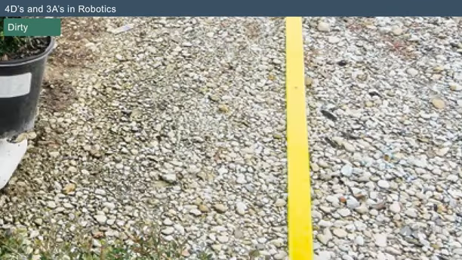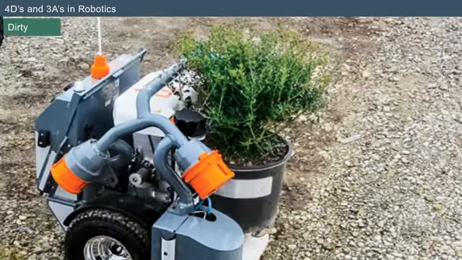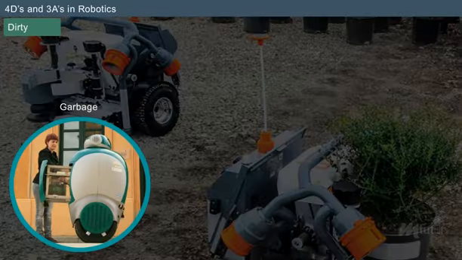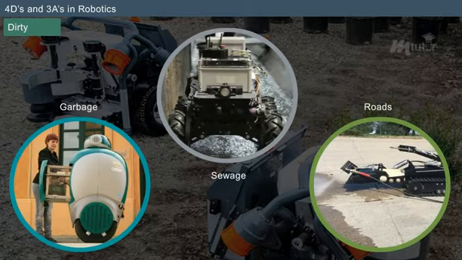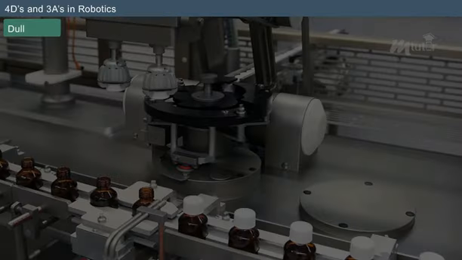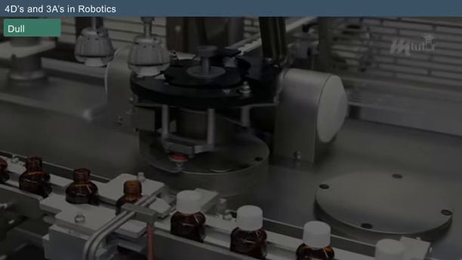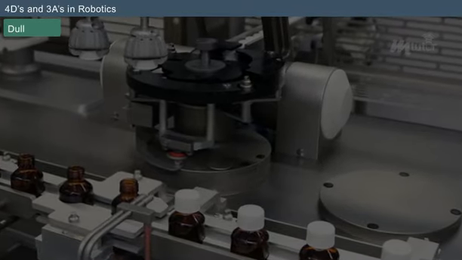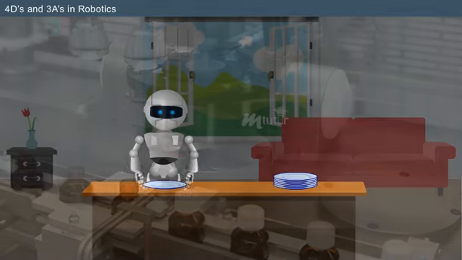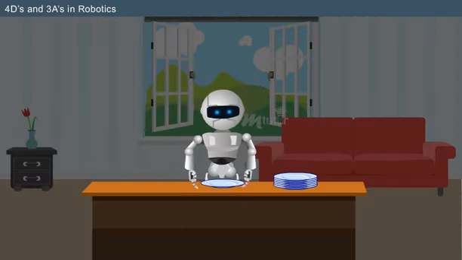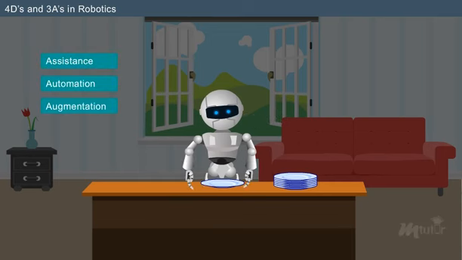Dirty. Robots are also used to work in dirty and smelly places like cleaning the garbage, sewage and roads. Dull. Robots can work in repetitive and dull environments like fixing the bottle caps and labeling the bottles. Robots are also designed to do jobs in 3A environments, namely assistance, automation and augmentation.